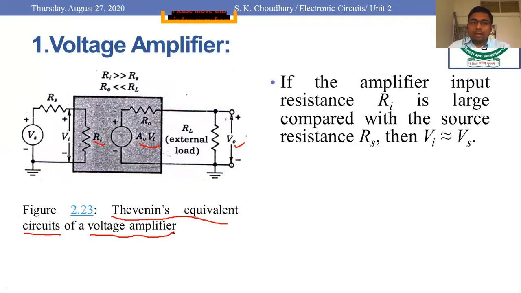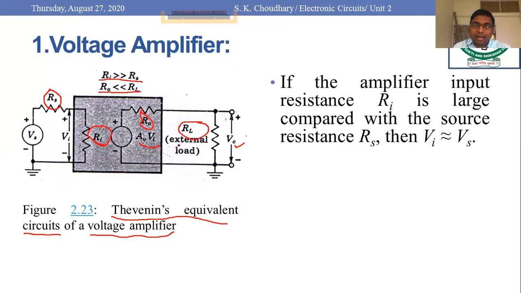Now we will see some important conditions that make it a good voltage amplifier. What are the important conditions? The first condition is that Ri should be very much larger than Rs. The second condition is that R0 is very much less than the external resistance RL. Why is it so? We will see in the further discussion.